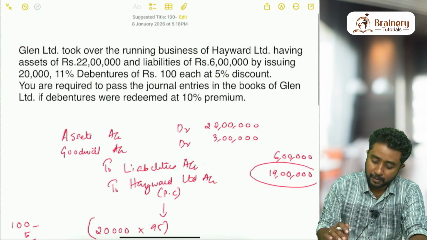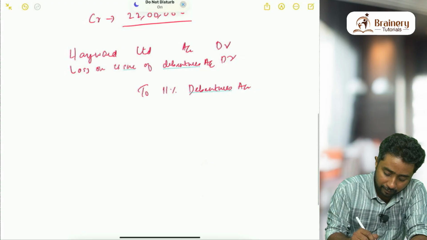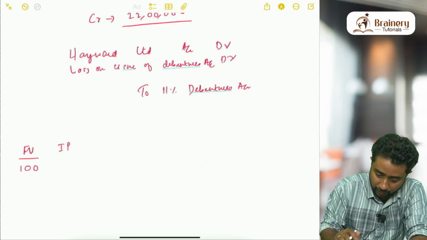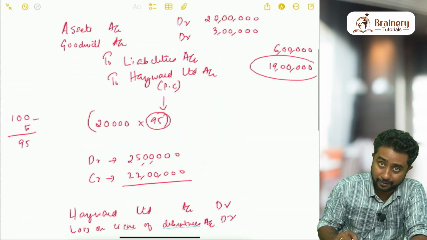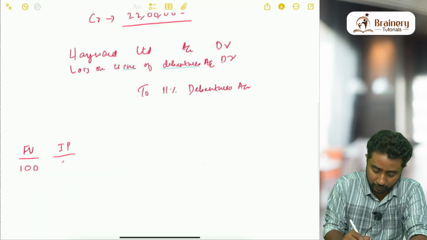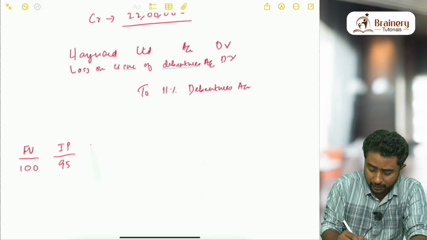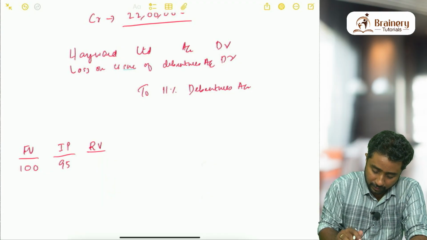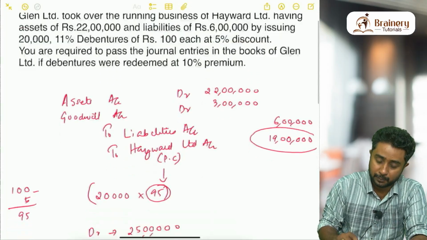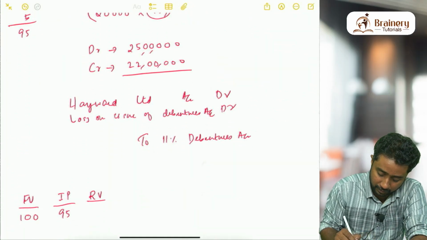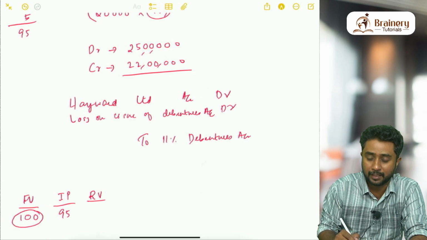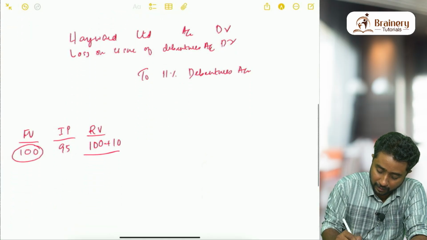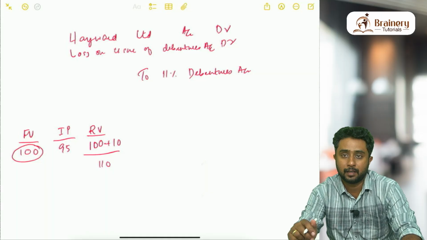Here one more case is coming, the redeemable case. Three values are available to us in this question. One is the face value of the debenture, which is 100. Next is the issue price, which for the first entry itself we found as 95, because after removing the 5 rupee discount it is 95. Next is the redemption value, the amount at which we are going to redeem the debentures. They are redeemed at 10% premium on the face value itself. 10% of face value is 10 rupees, so the redemption value will be 100 plus 10, that is 110.